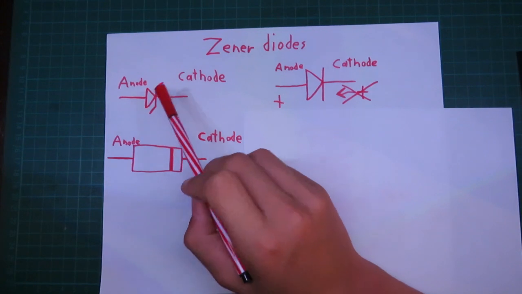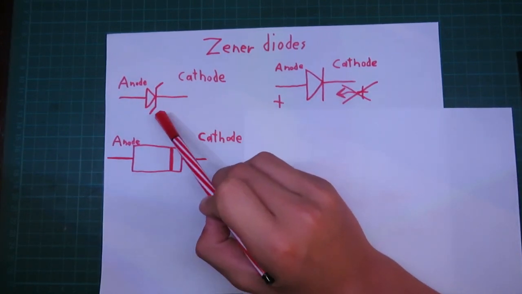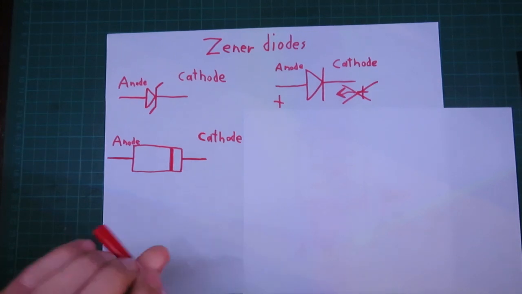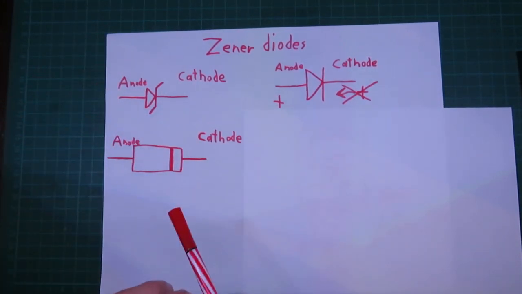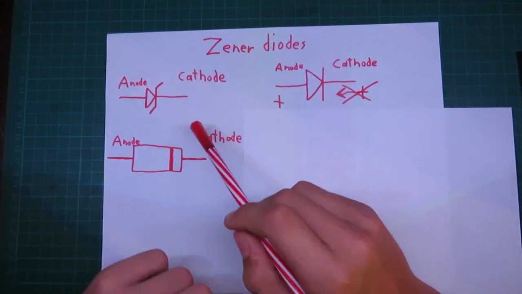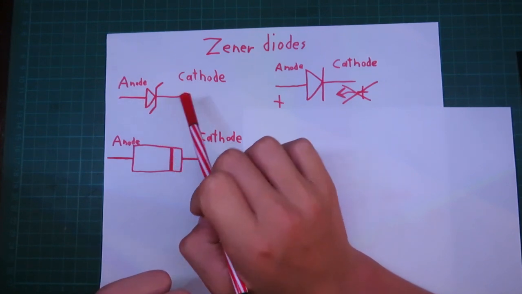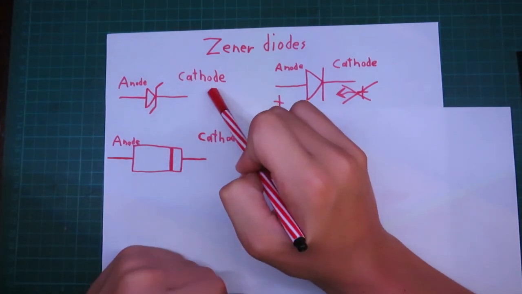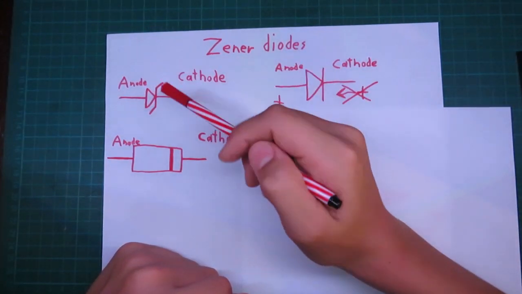With a Zener diode, you can see the symbols are pretty much the same, only this one has wings on it. A Zener diode will operate the same as a normal diode up until a certain reverse voltage. So it will act normal. Electricity can flow from anode to cathode, and as soon as it tries to flow from the cathode to anode, it will be blocked up until a certain voltage.